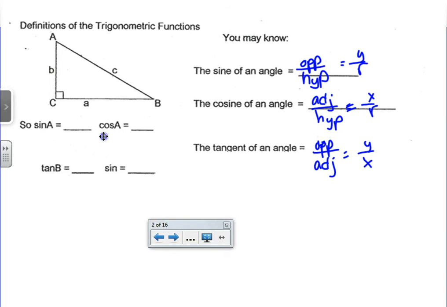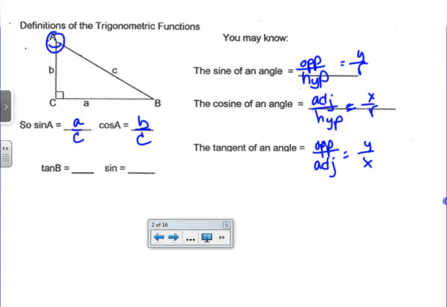Now, this example here is not in the coordinate plane, so we're going to use our old definitions for sine, cosine, and tangent. The sine of a, opposite over hypotenuse, would be a over c. The cosine of a would be adjacent over hypotenuse, so b over c.